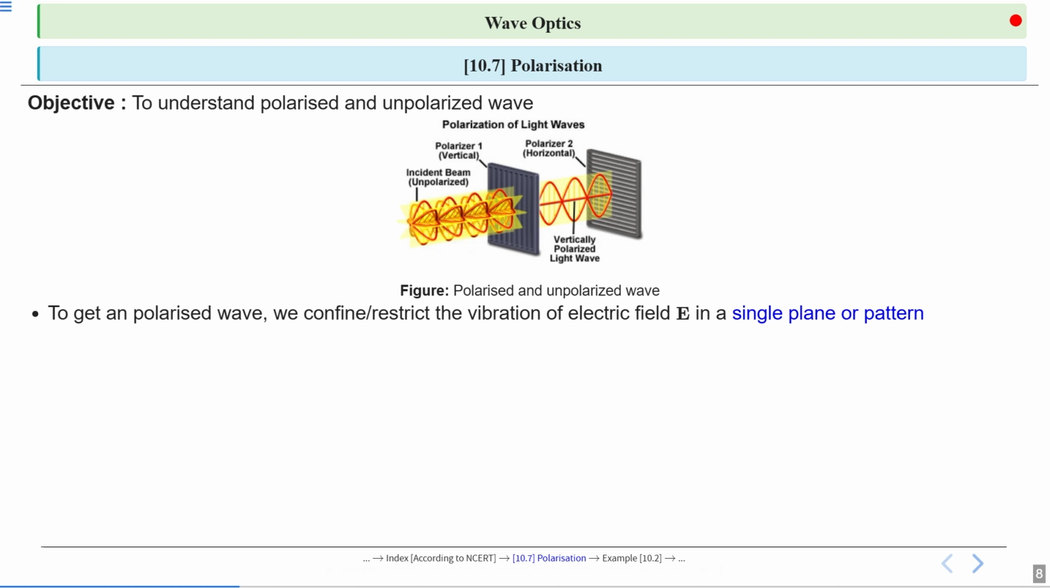So all the properties shown by light, such as polarization and diffraction, are majorly due to the electric field vector.